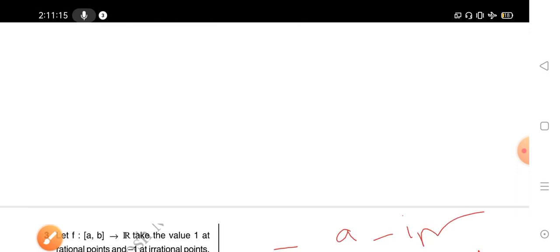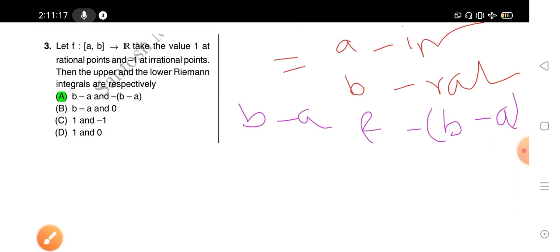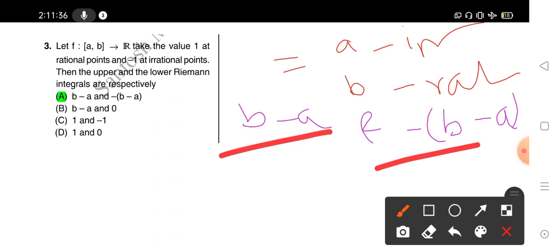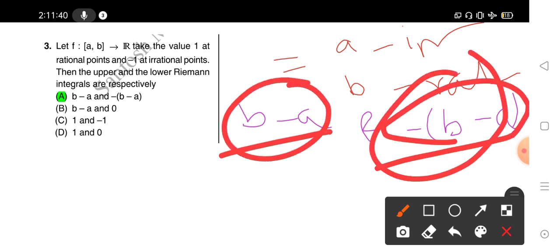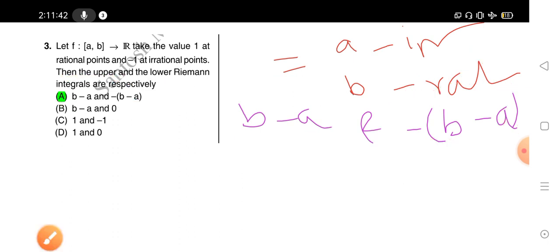Next question. If f from [a,b] to R takes the value 1 at rational points and minus 1 at irrational points, then the upper and lower Riemann integrals are respectively. Here 1 is given, so b minus a, and minus 1 gives minus (b minus a). This is the upper and this is the lower Riemann integral. So option A is correct.